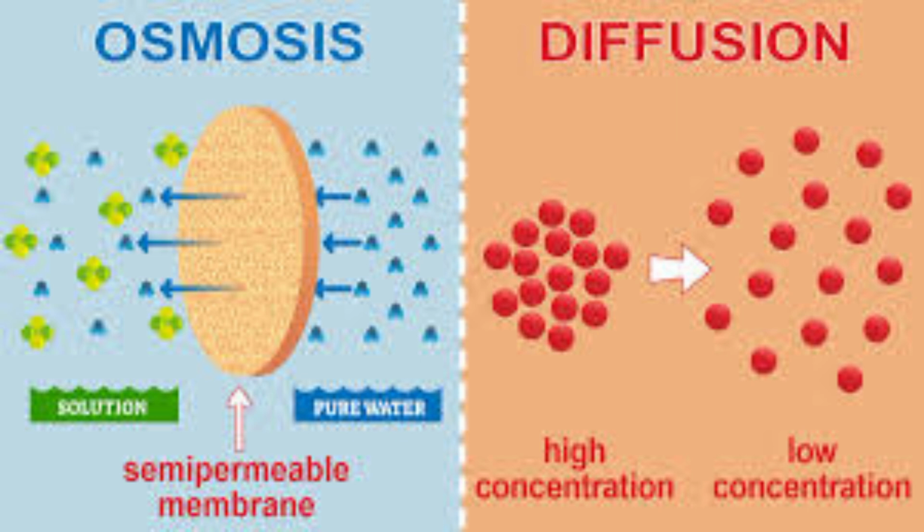Water also obeys the law of diffusion. The movement of water molecules through such a selectively permeable membrane is called osmosis. What is osmosis?